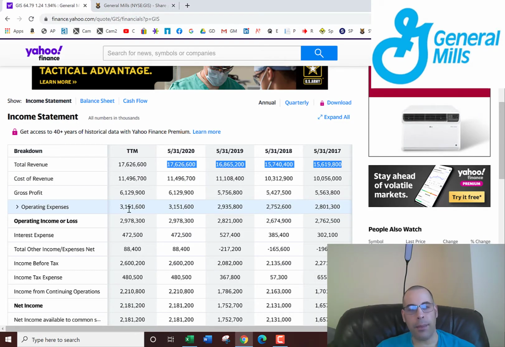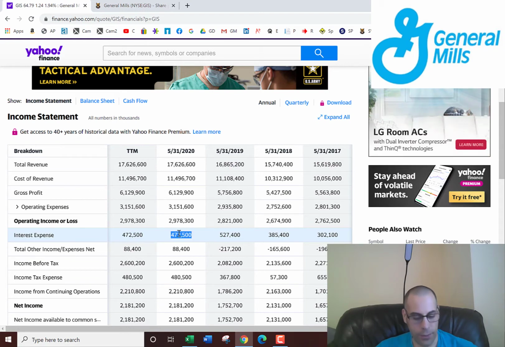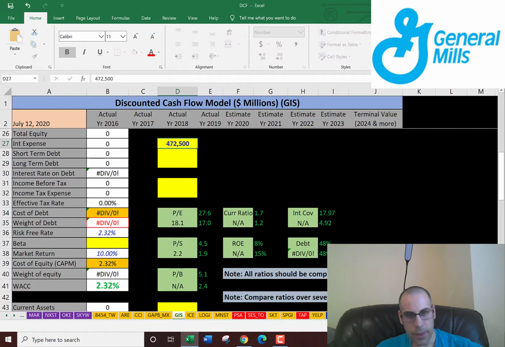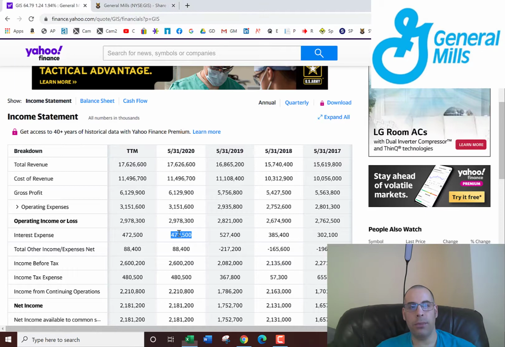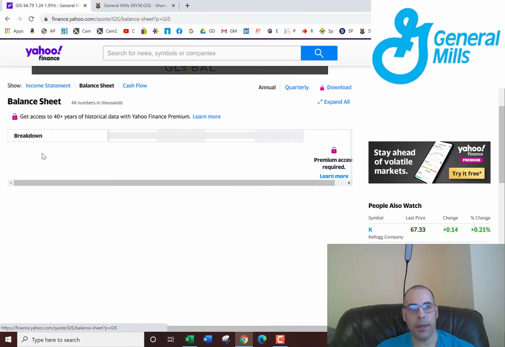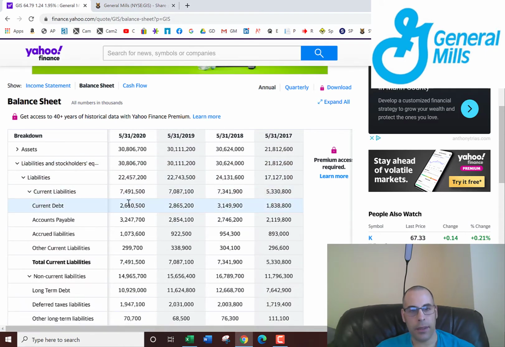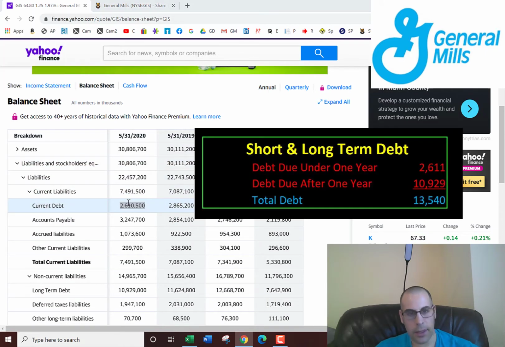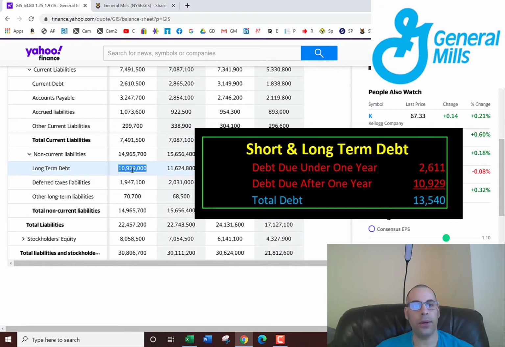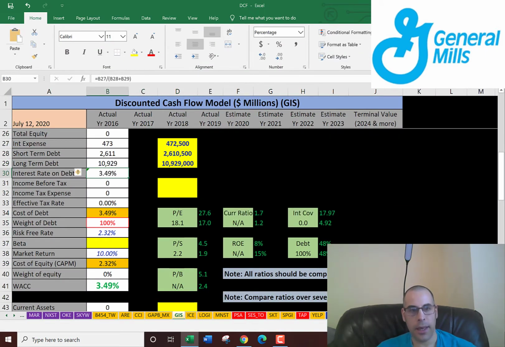Let's look at the capital structure of the company to figure out what discount rate to apply to the future cash flows. So they pay $472 million of interest on their debt. That's on the income statement. We'll go to the balance sheet to see how much debt they have. So current debt of $2.6 billion. That's debt due within 12 months. And long-term debt of $11 billion, that's debt due after 12 months. They pay 3.5% interest on the debt.